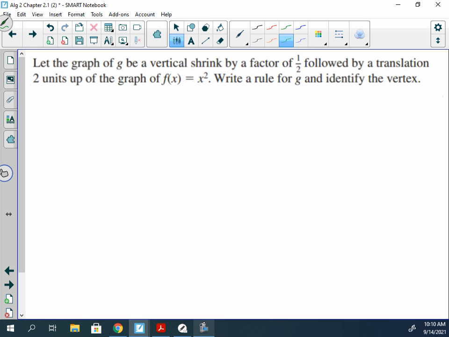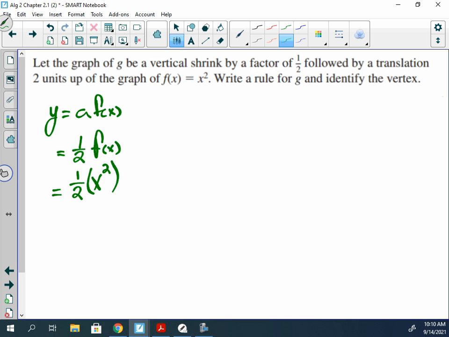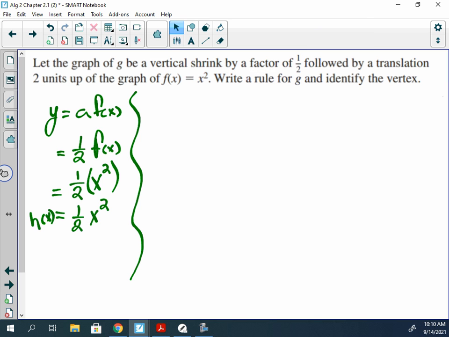Well, vertical shrink by a factor of 1/2. Well, again, this is our y equals a f of x. Well, our factor of a is just 1/2. We don't have to do anything to it. f of x is, which is just going to be 1/2 x squared. And I'll just call this h of x. Done.